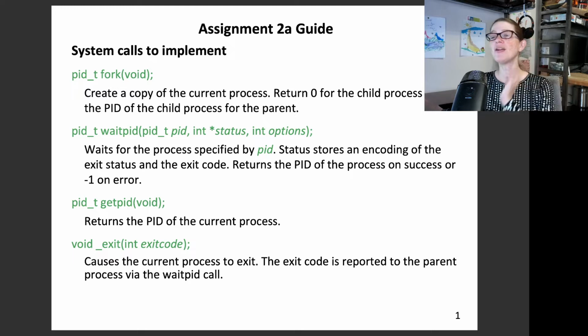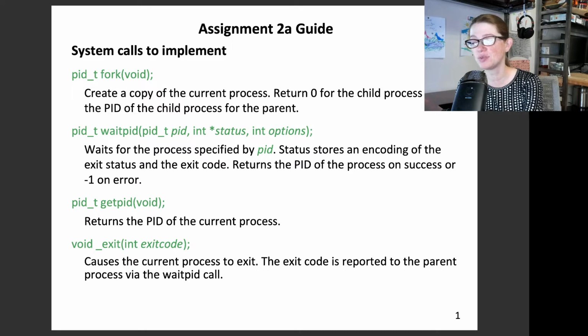Now, the one requirement, of course, is that the process you are waiting on must be your direct child. So it cannot be a parent, a sibling, a cousin, or a grandchild. It has to be your child exactly. Get PID is kind of a simple one. This should take you 1 minute to implement. It returns the PID of the current process.